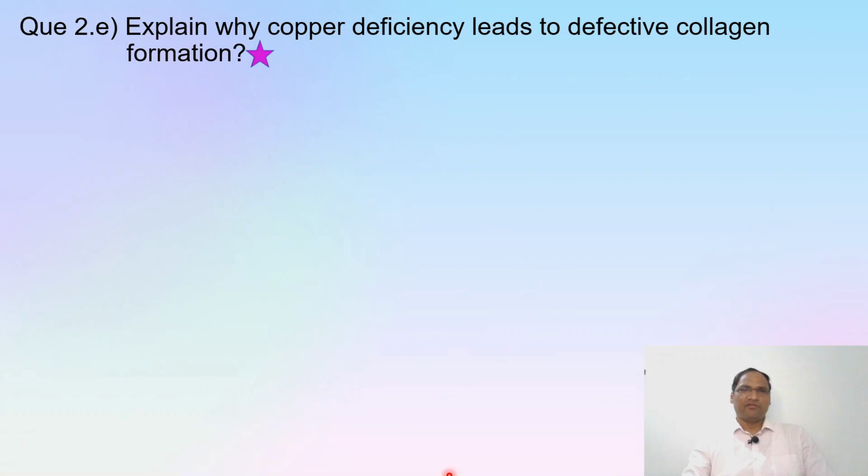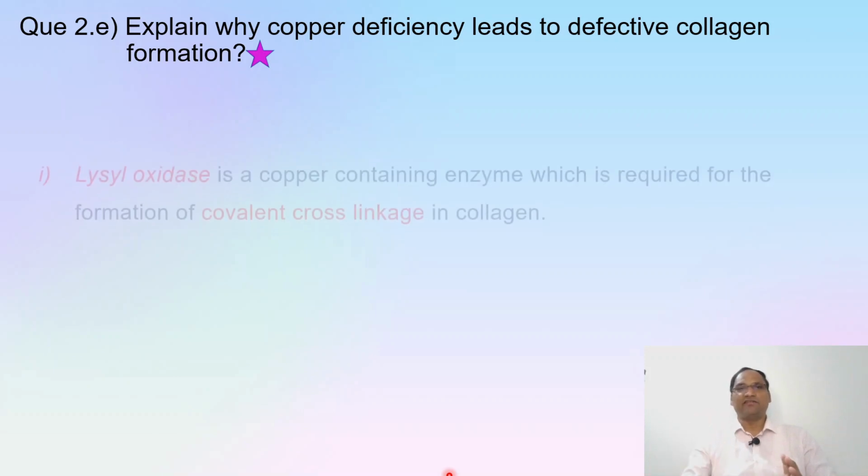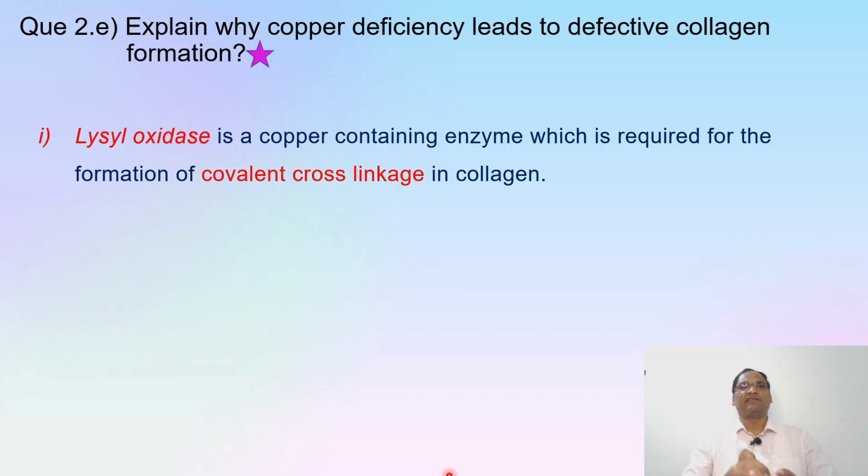So let's see. Why does copper deficiency lead to defective collagen synthesis? It is based on an enzyme. It is due to the enzyme which contains copper and which has a role in collagen synthesis. Which is this enzyme? The enzyme is lysyl oxidase. Lysyl oxidase is a copper containing enzyme which is required for the formation of covalent cross linkage in the collagen.